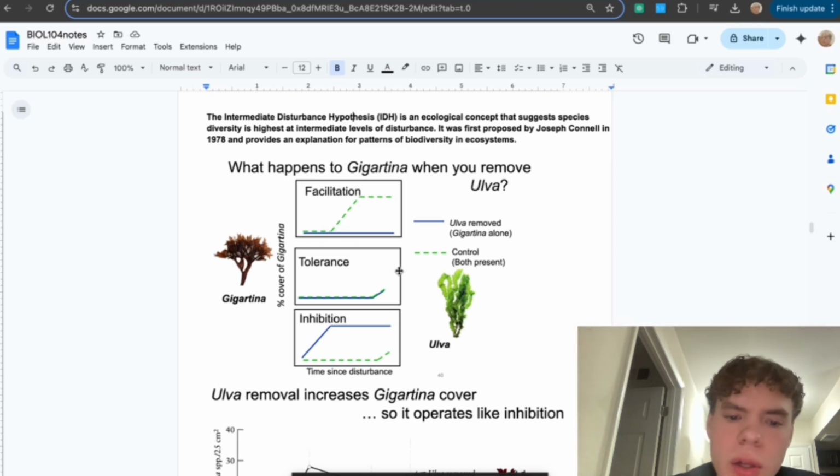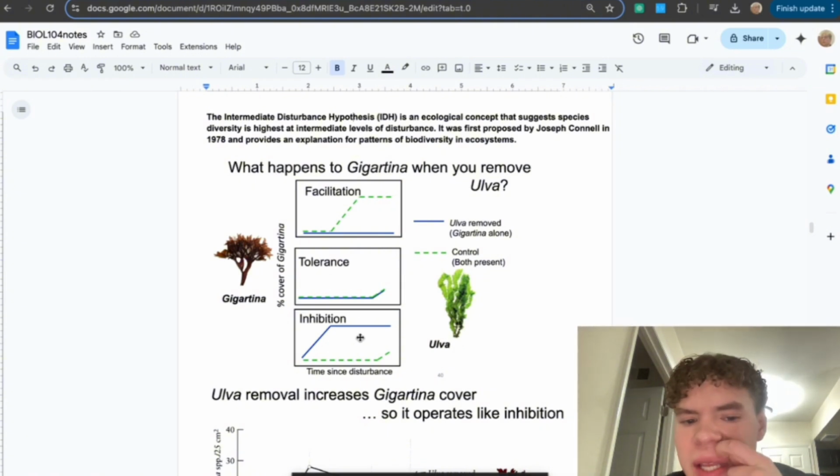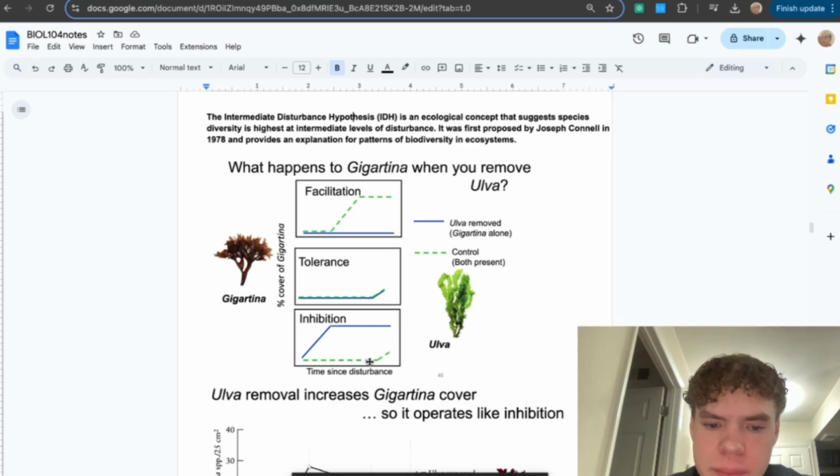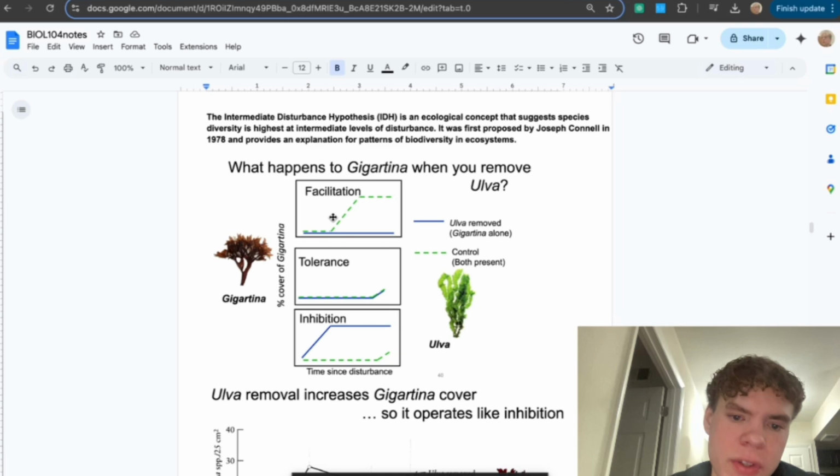Well, you would see in tolerance that they grow at the same proportion. Via inhibition, we would see that when both of them are present, they grow at a slower rate. Versus in facilitation, when both of them are present, they can grow better together, if that makes sense. So facilitation means that when they're together, they grow better. Inhibition means that when one of them is alone, it grows better. And tolerance is they have no effect on each other whatsoever.